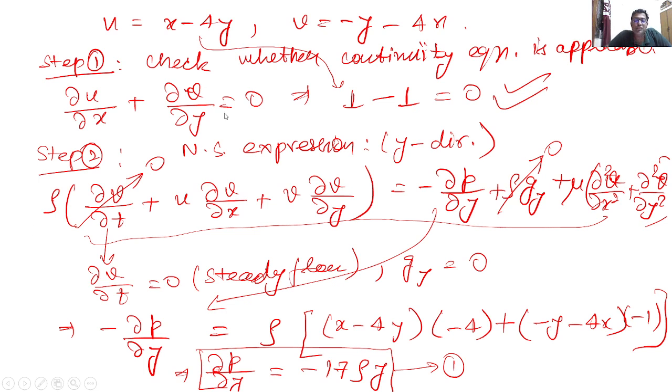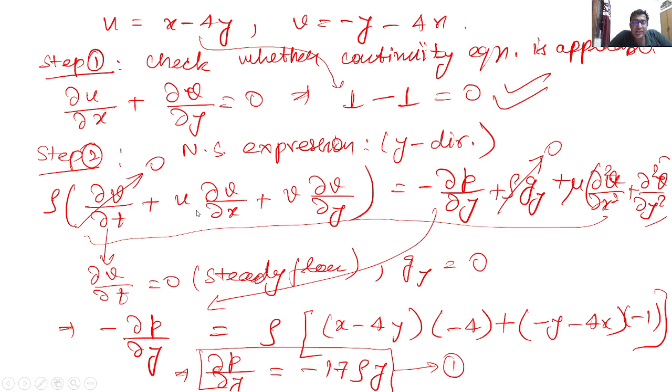Firstly, we need to check whether it's a fluid or not. For that, we need to satisfy the continuity equation conditions. So that was del u by del x plus del v by del y equal to 0, and we are finding that it is actually 0. So it is first of all a fluid. Secondly, we need to check whether the Navier-Stokes expression is satisfied or not. So we are just putting it into the Navier-Stokes expression.